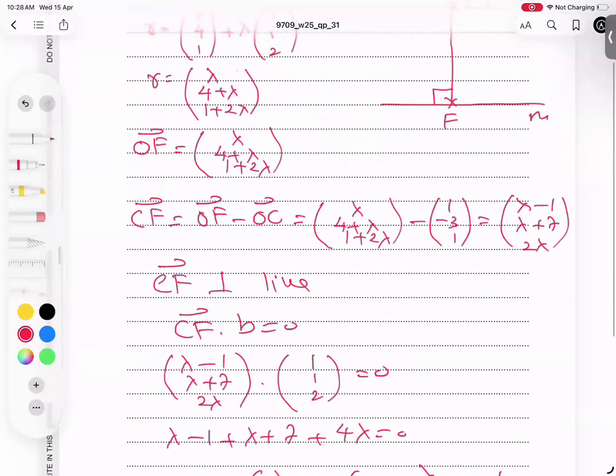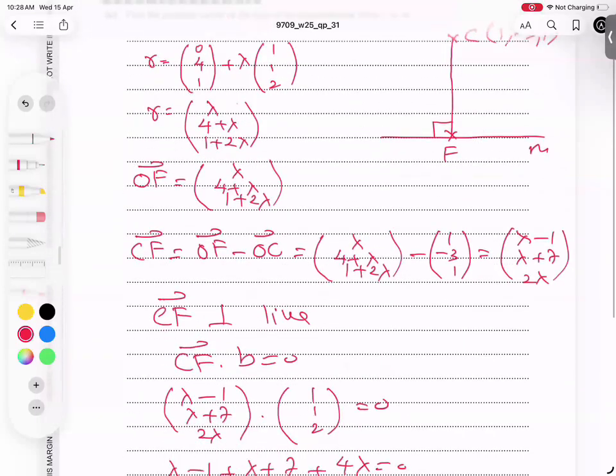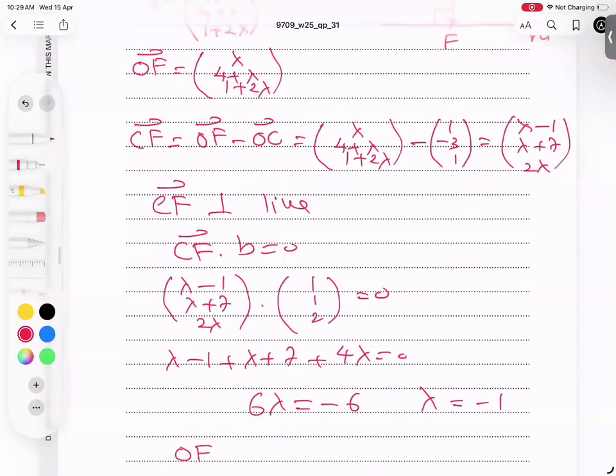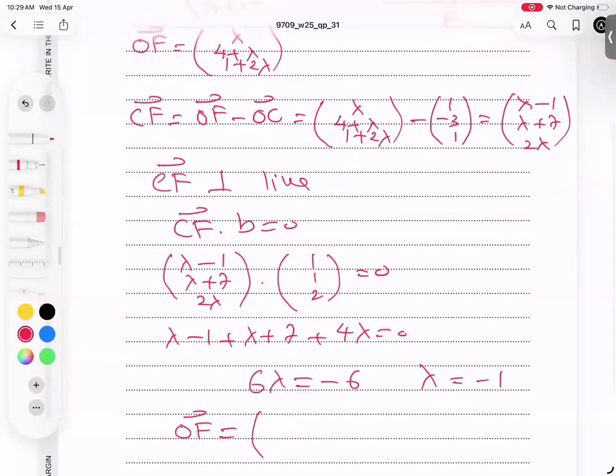But he said, give me the foot of perpendicular. So it means I'm going to put this in here. So the foot of perpendicular is very clear. The answer is negative 1, 3, and finally negative 1. So I think the point is very clear how I got the coordinates of the foot of perpendicular.